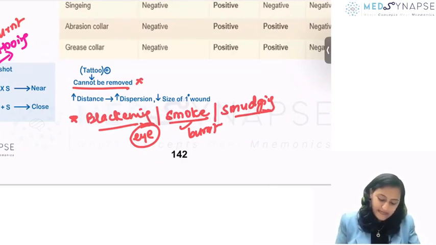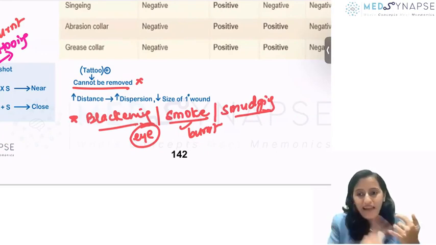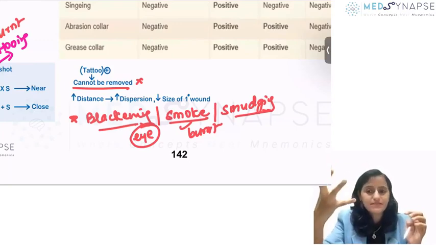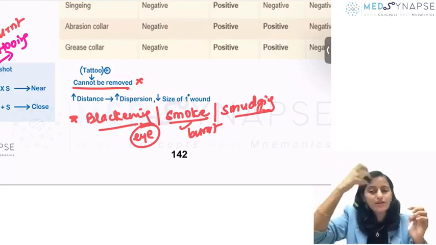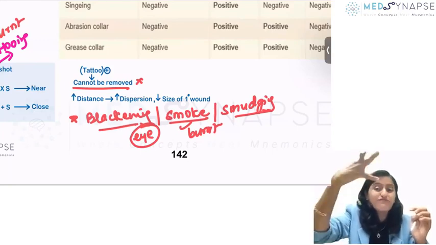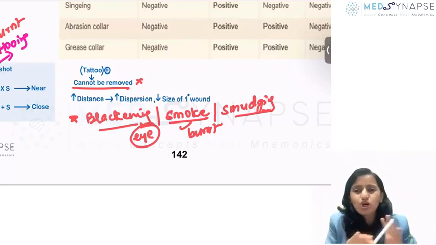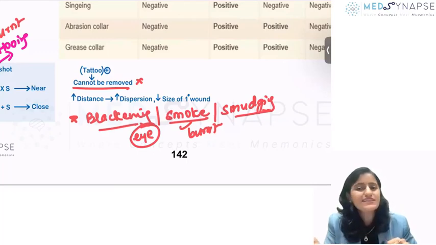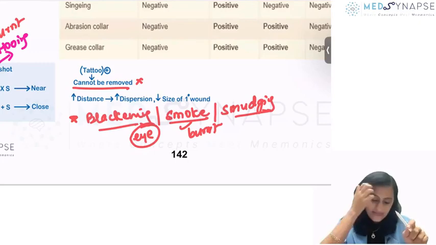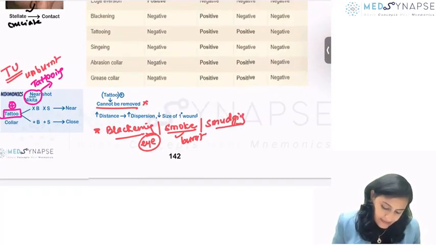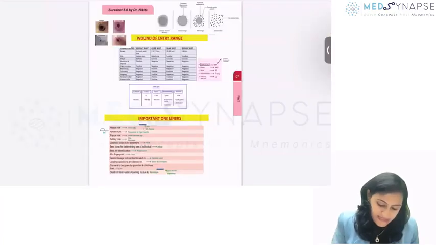So this is about your blackening, tattooing. Singeing and scorching is because of the flames, right? When it's a contact shot, it's a close shot. When you shoot from close by, the fire that comes out, the flames, will give the singeing and the scorching. So close is close to everything, right? Near has tattooing. Collar is present in all of them. Okay, remember collar is present in all. In the contact, in the distant, everywhere you would see a collar. Okay? Right. So this is about the ballistics.